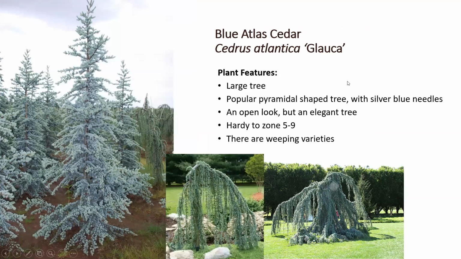And then the blue Atlas cedar, this can be a very large option in the landscape, a pyramidal shaped tree, but we also have the weeping varieties that as a specimen would be so beautiful in your landscape. It's just so elegant and structural. I love the weeping variety of these blue Atlas cedars.